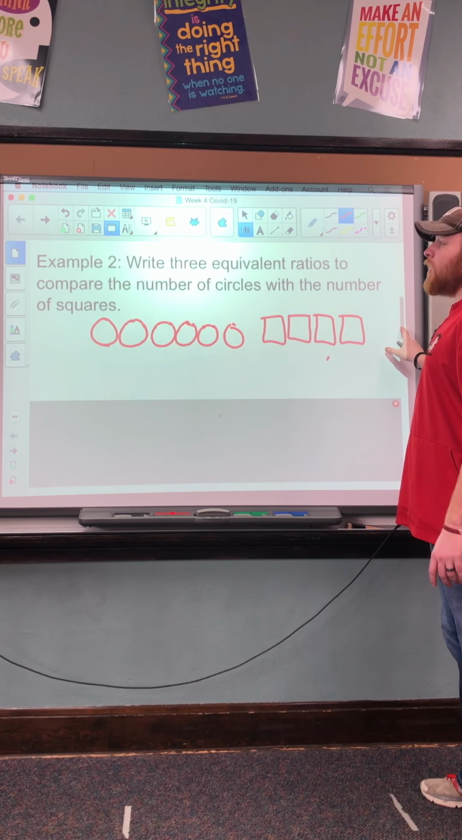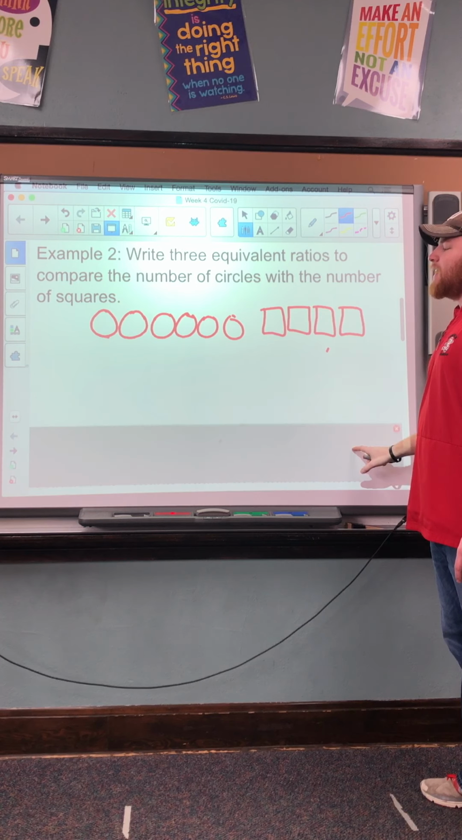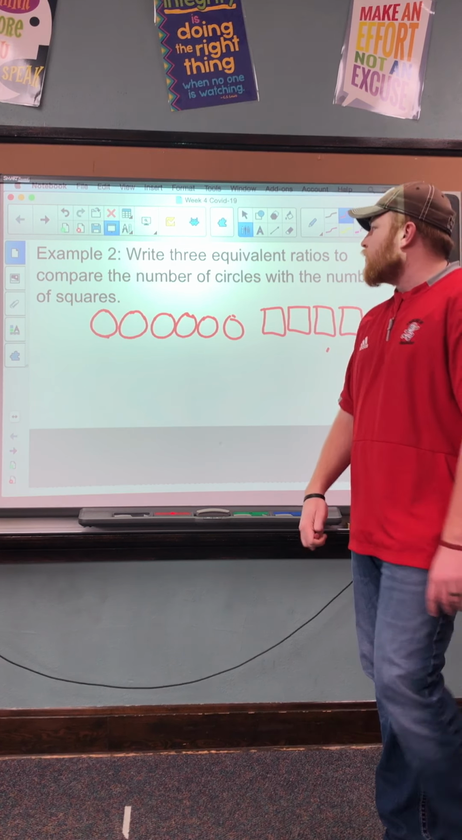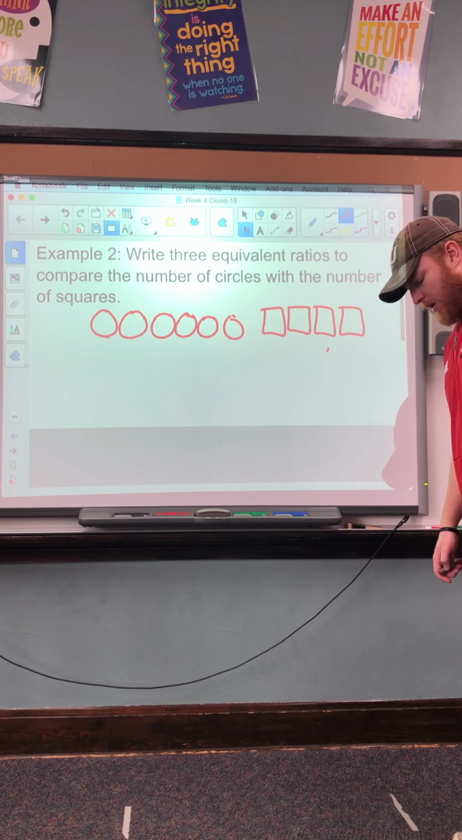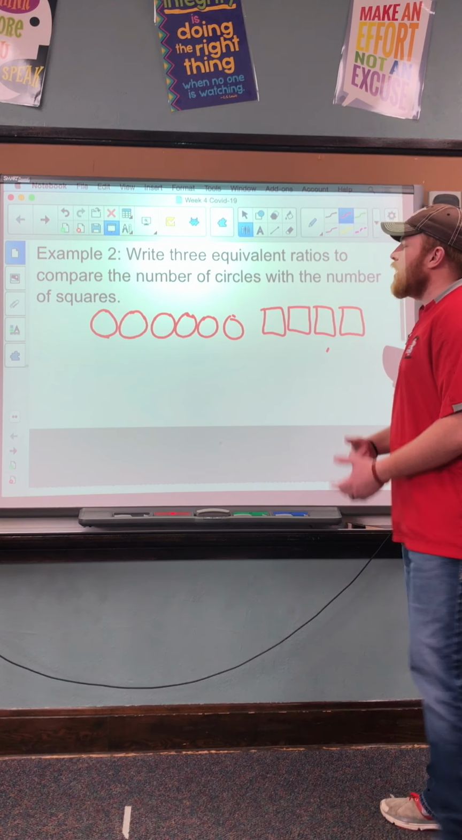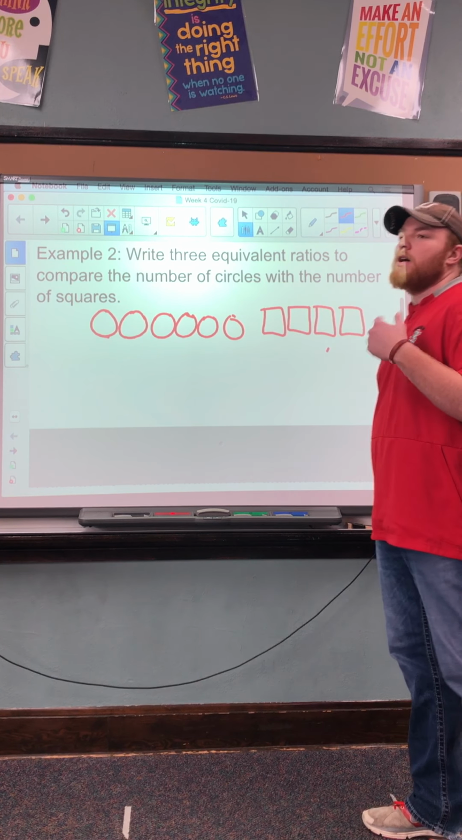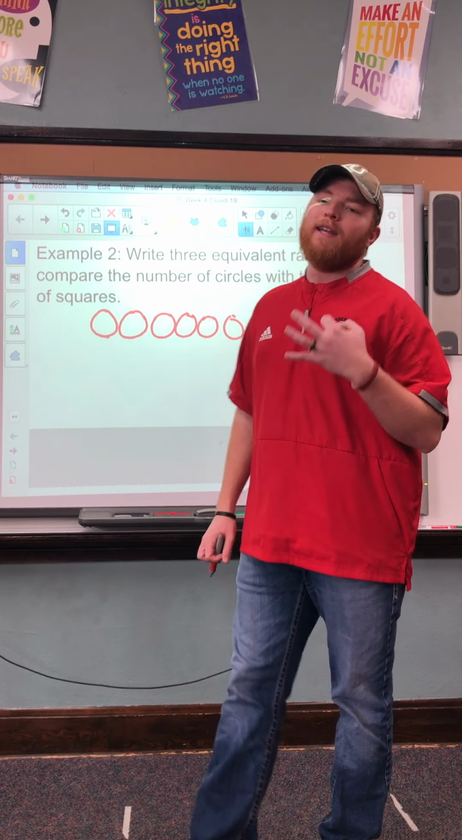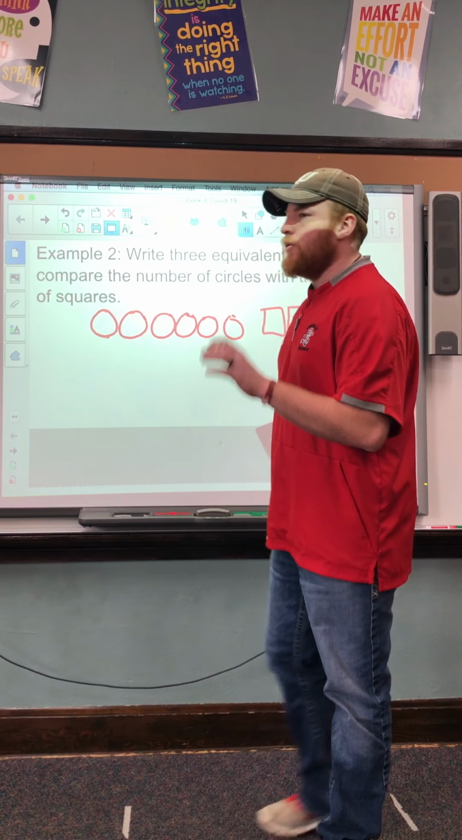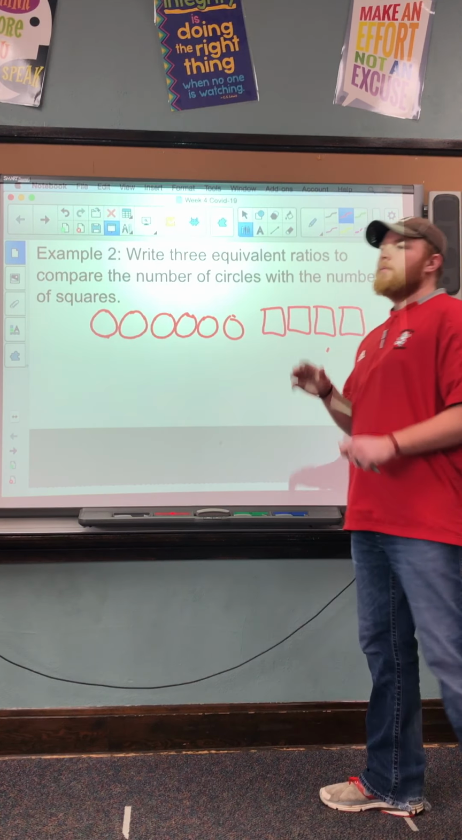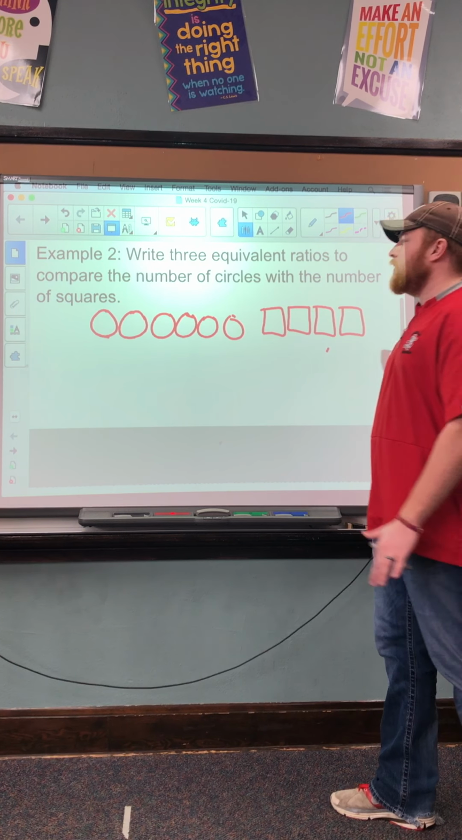Alright, the other part of this lesson was ratios and rates. And what they asked you to do was write 3 equivalent ratios to compare the number of circles with the number of squares. Now remember, there are 3 different ways to write a ratio. Okay, and we'll cover that with this as well. But first, let's find 3 equivalent ratios.